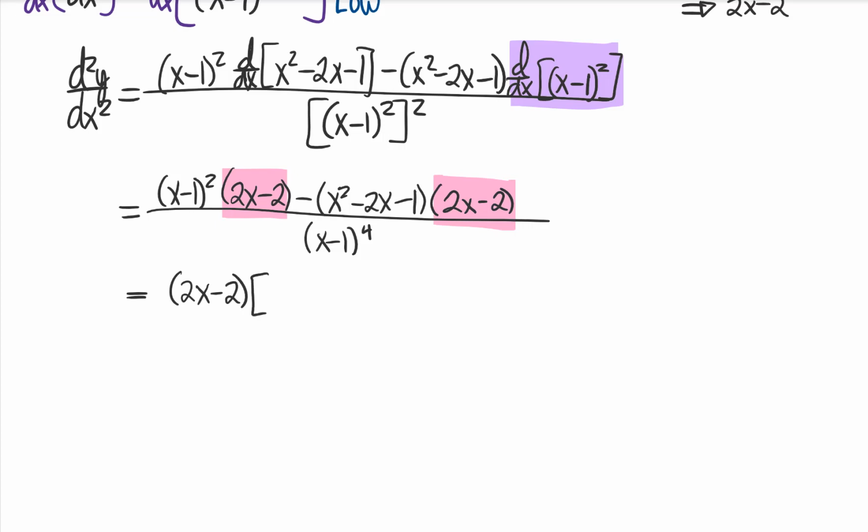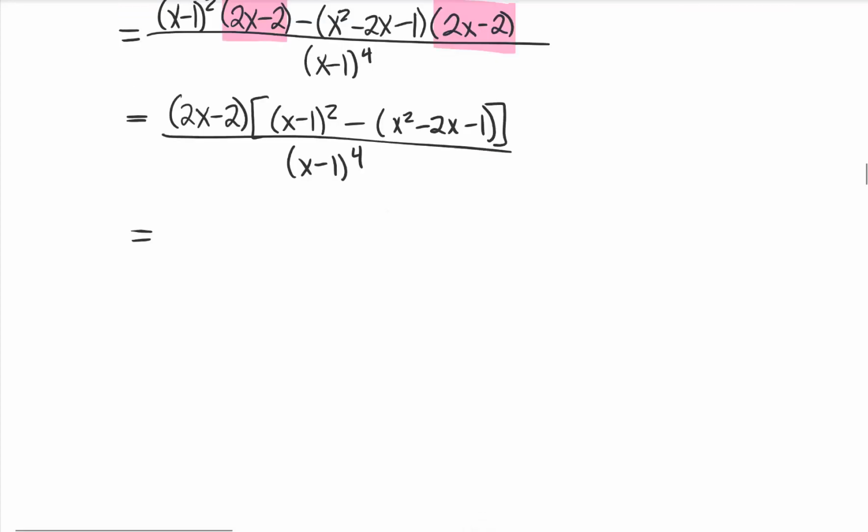Factoring out means dividing, so you've divided this product by 2x minus 2, and you're left with x minus 1 squared. When you divide this product by 2x minus 2, you're left with negative quantity x squared minus 2x minus 1. How does that help me? Well, 2x minus 2 can be factored further. We can take a 2 out of that. Now we can expand the things inside the brackets.